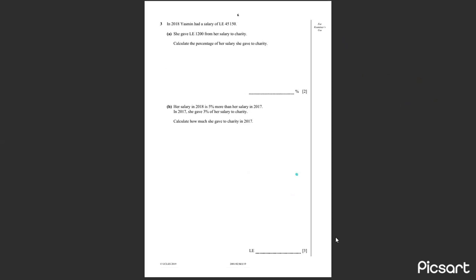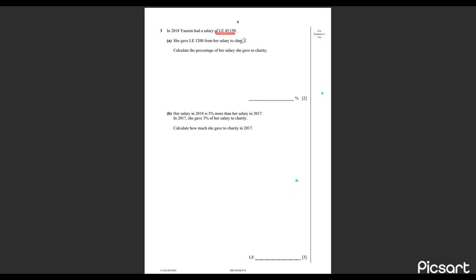Question number 3. Here in 2018, Yasmin's salary was 45,150. She gave 1,200 from her salary to charity. Calculate the percentage of her salary. So here we have to make this, whatever you call it. So in 2018, she had 45,150. And here she gave 1,200.